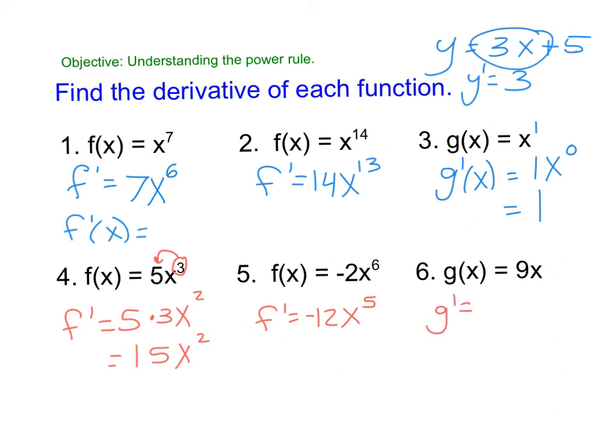g prime, 9, right? It's technically 9x to the 0, right? But anything to the 0 power is 1, so it's just 9.